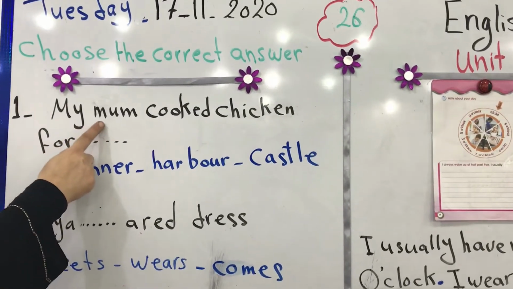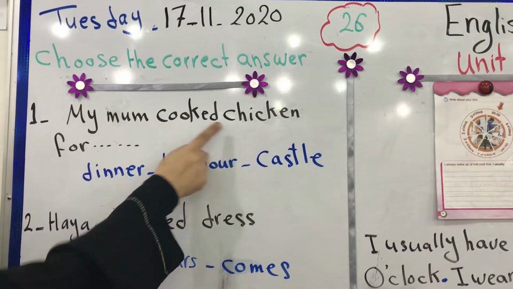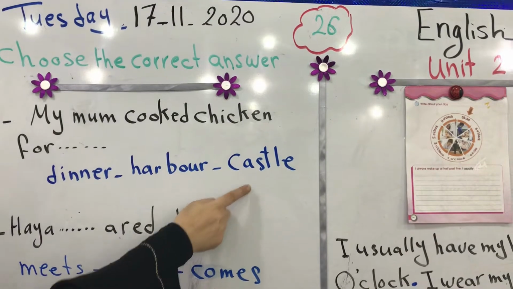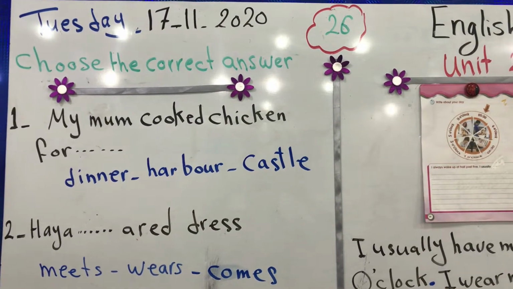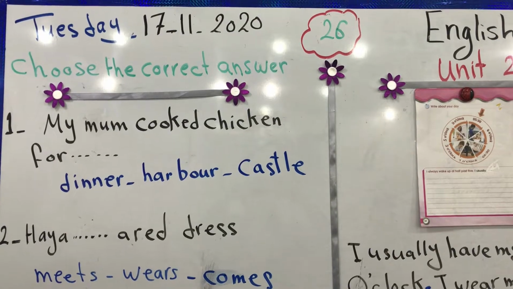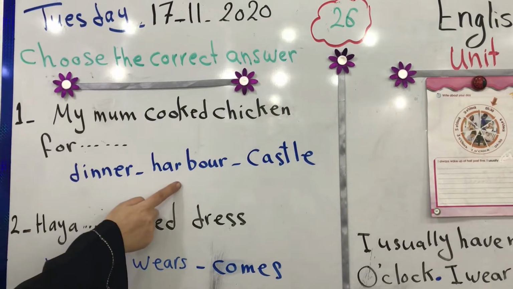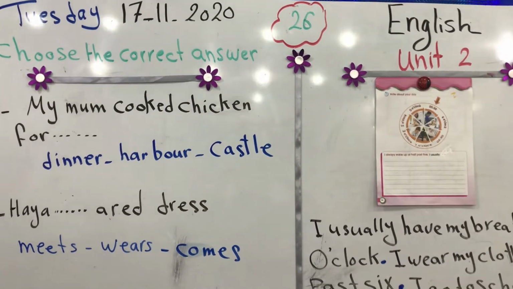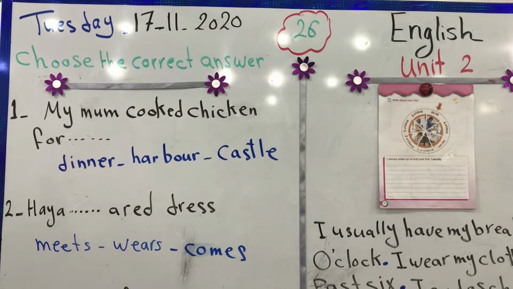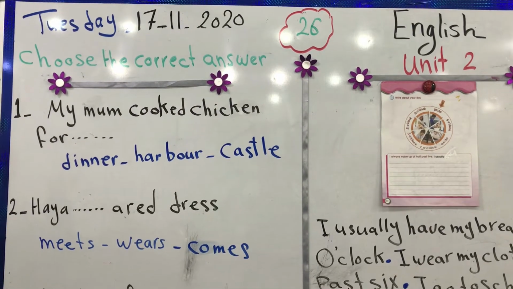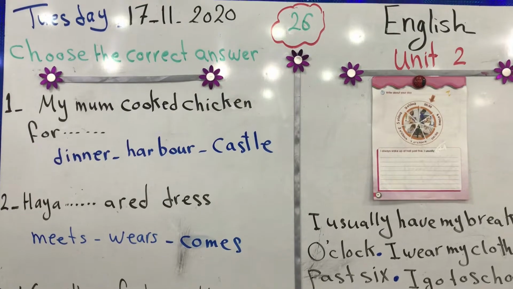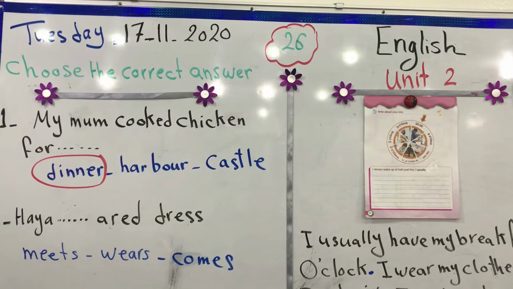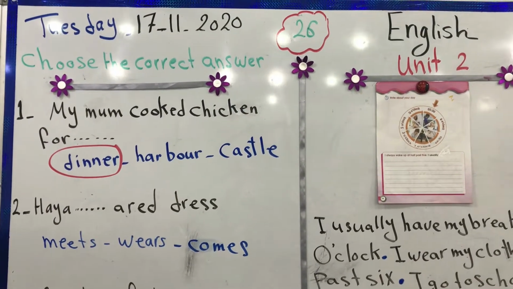My mom cooked chicken for dinner, for Harper, or for Castle. Again, my mom cooked chicken for dinner, Harper, or Castle. Who can tell me my mom cooked chicken for? Yes, I heard you. For dinner. Excellent. My mom cooked the chicken for dinner. Okay, thank you. Number two.